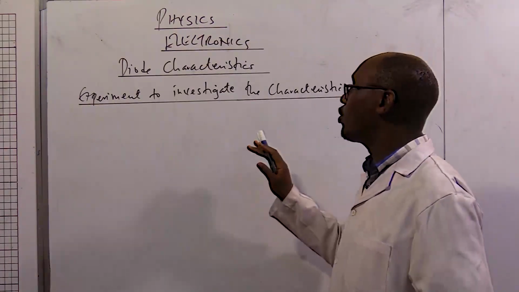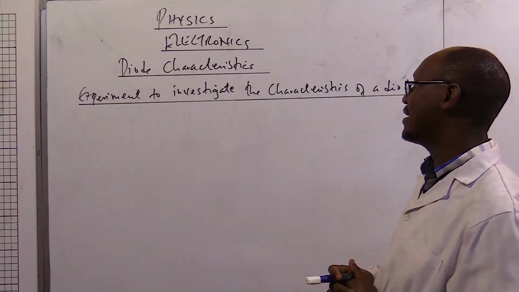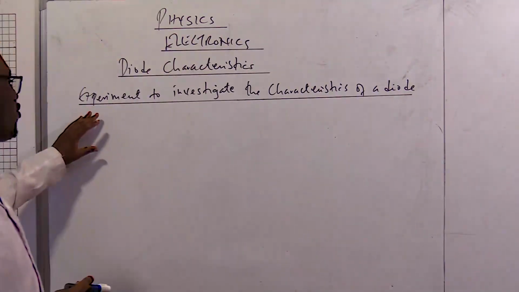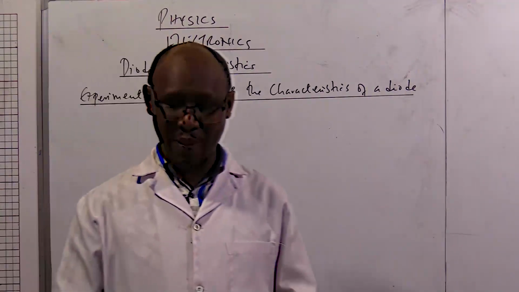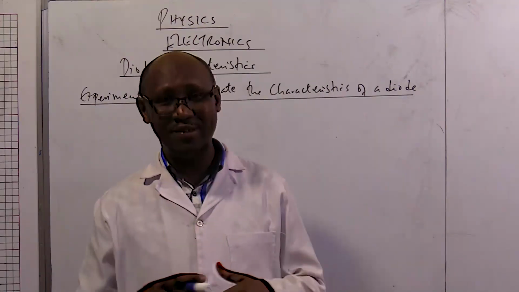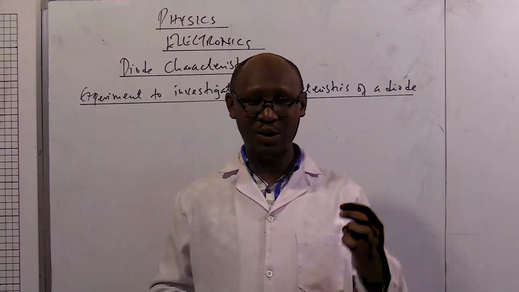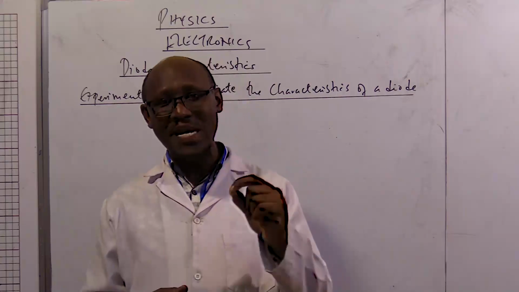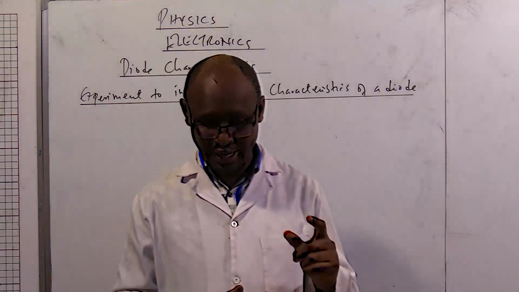Now, we want to go to another subtopic known as the diode characteristics, and we'll look at an experiment that is normally used to investigate the characteristics of a diode. In this experiment, we shall be using a diode, probably a silicon diode. We'll have a rheostat, or what we refer to as a potentiometer. We'll have a milliammeter because of the small amount of current that is generated.